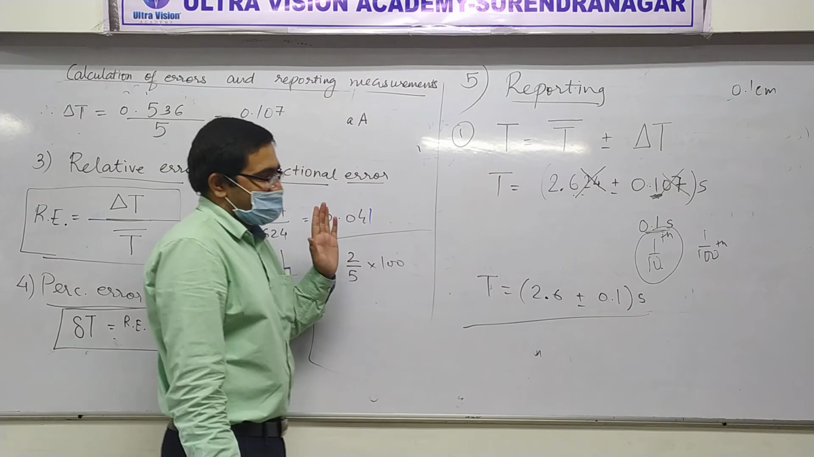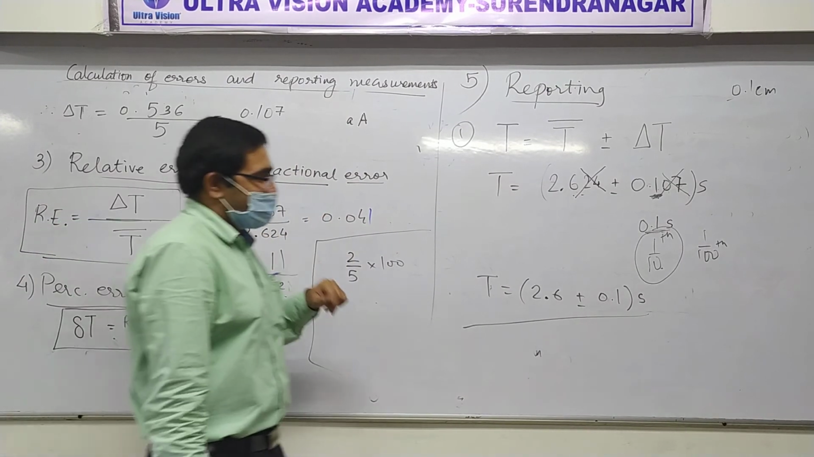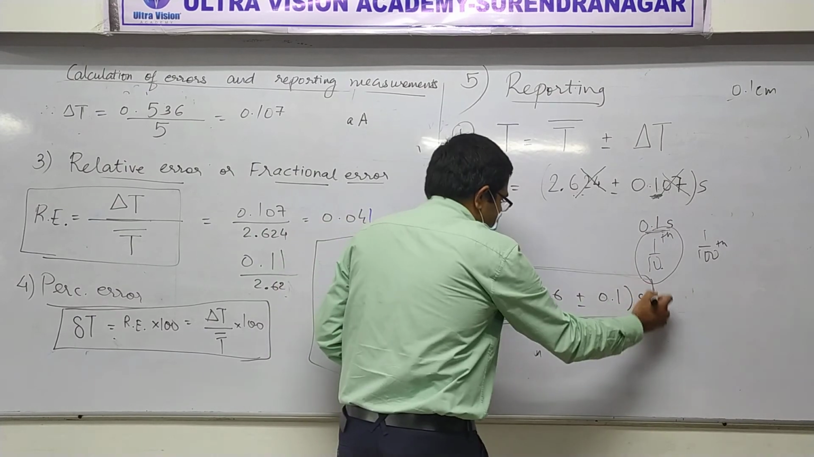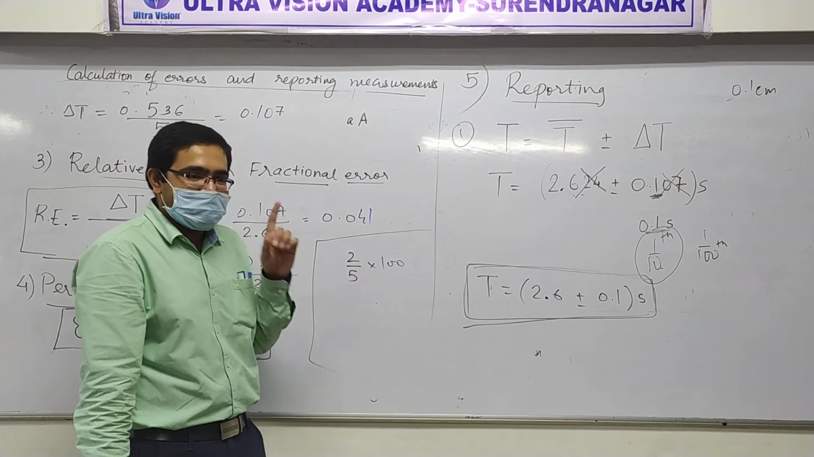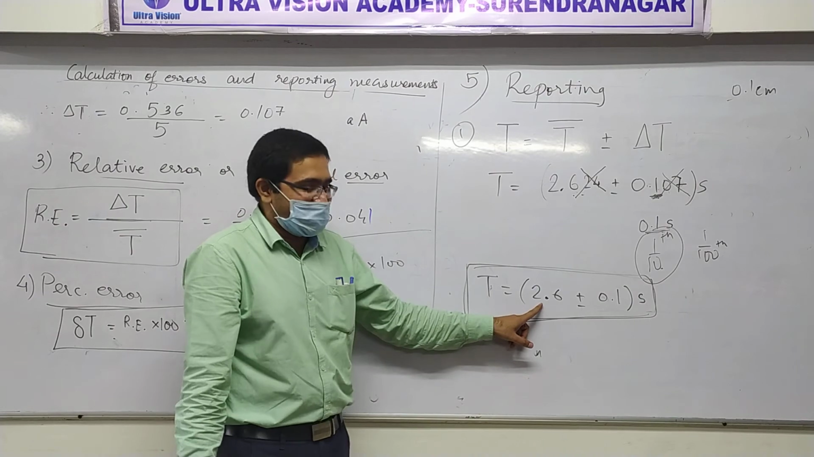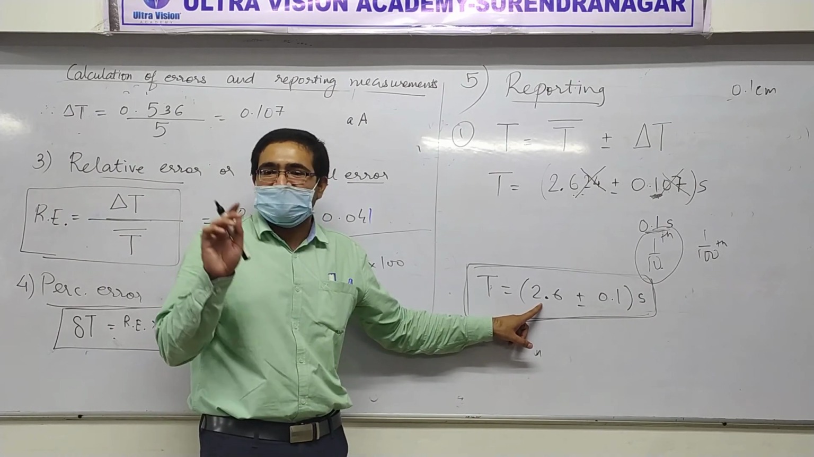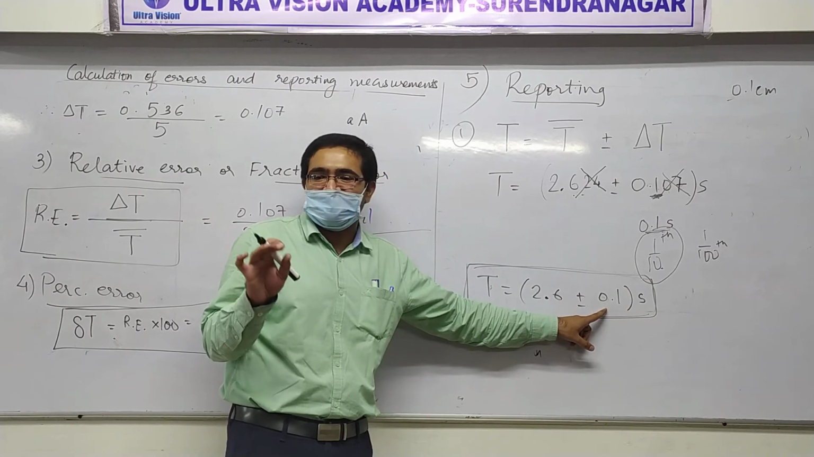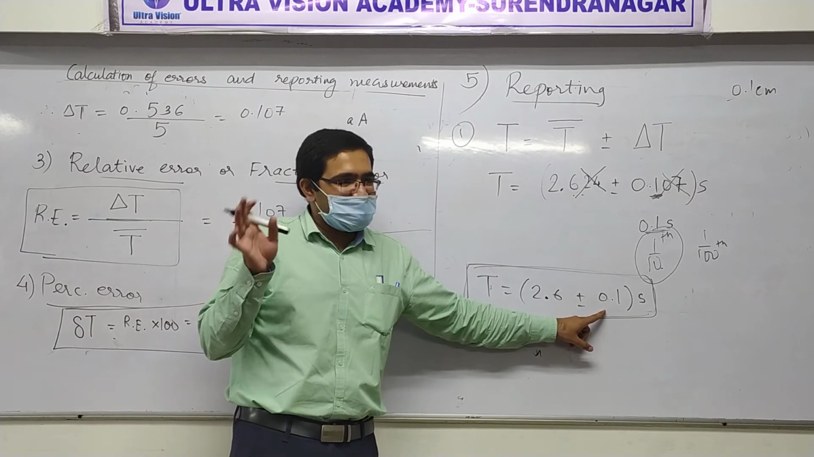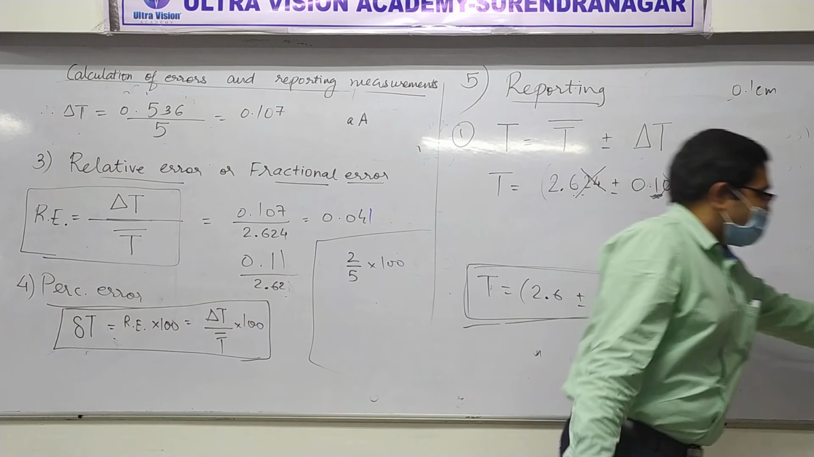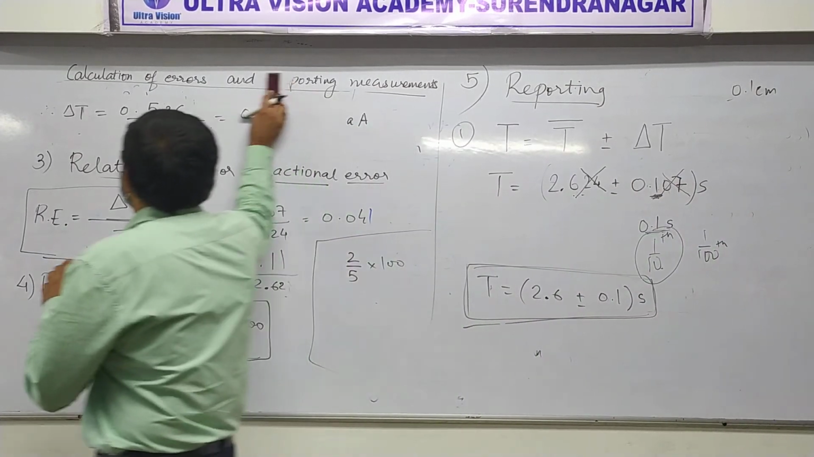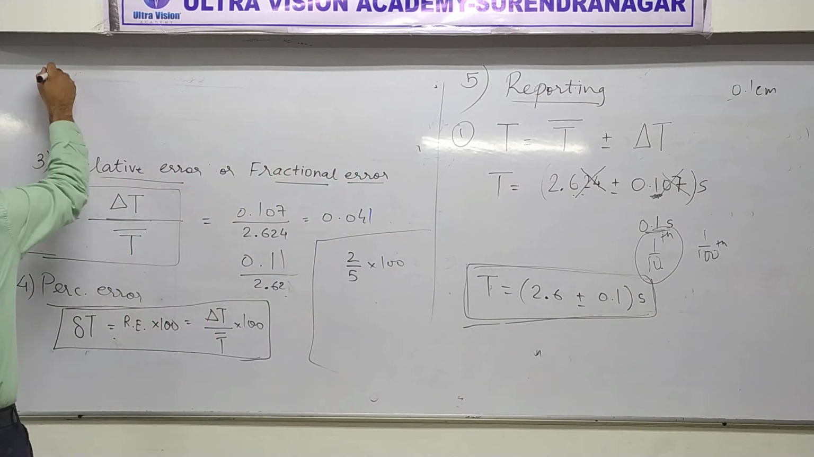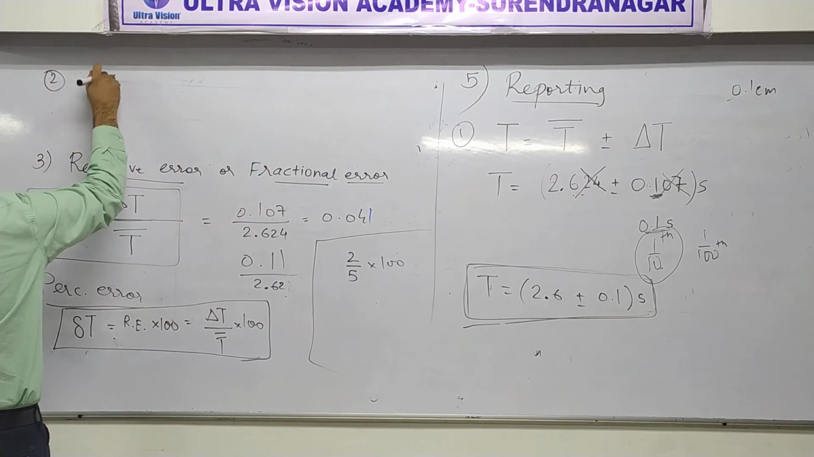So this is your answer. Now, the other method to report. So this is how you can report. Whenever you see something like this, you understand that this is a measurement. What is the measured value? The average measured value is 2.6. And what is the absolute error or average absolute error? 0.1. Clear? Sure? Okay. Fine. The next type of reporting is also very easy. The second type of reporting is done like this.